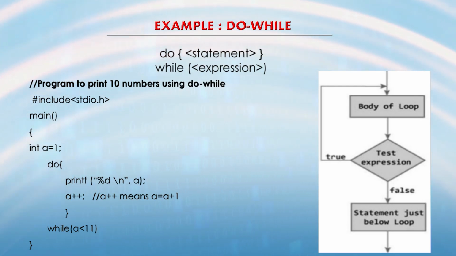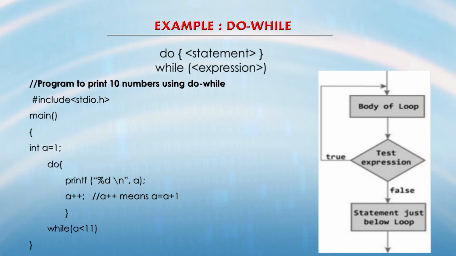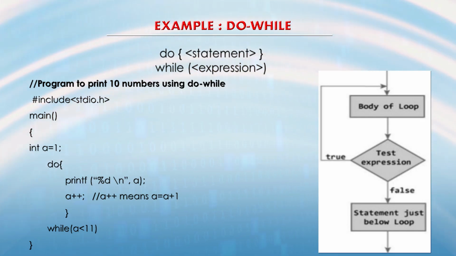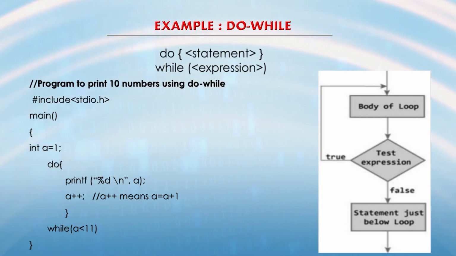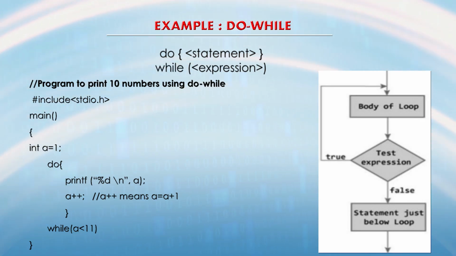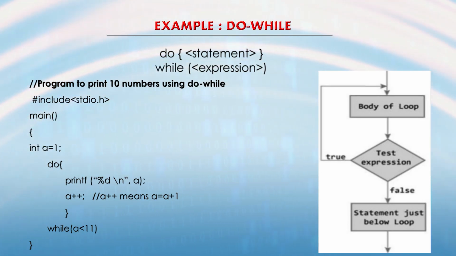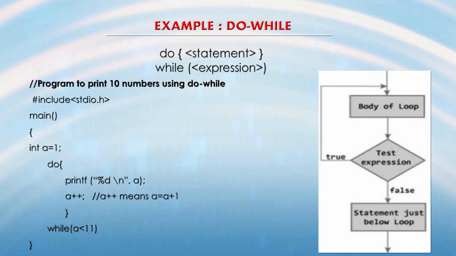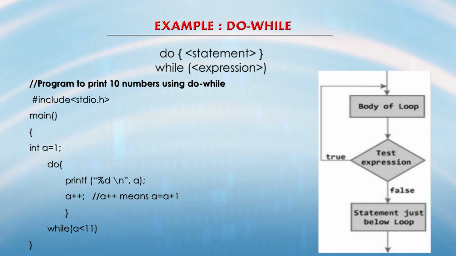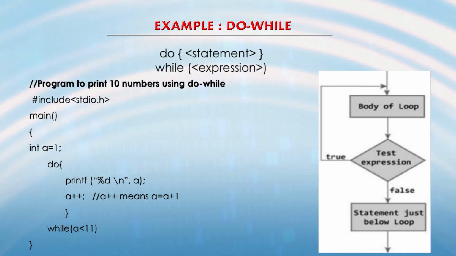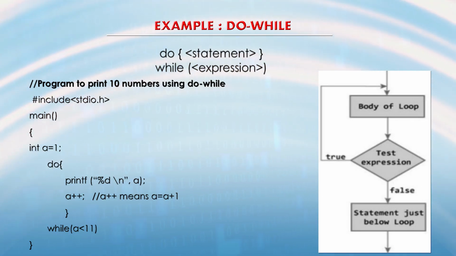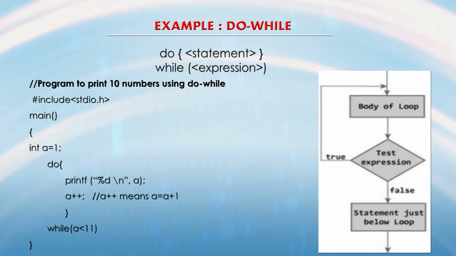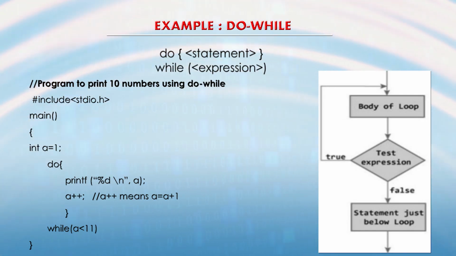So, the actual construct, the pseudo code of this, is do, and within the opening and closing curly braces we write a series of statements, and after that we simply write while, and within the parentheses we write the expression or the condition. The program starts as usual with the preprocessor directive include stdio.h, and we use main. Within the curly brackets we write our logic: int a is equal to 1, we use a variable a and initialize it to the value 1.